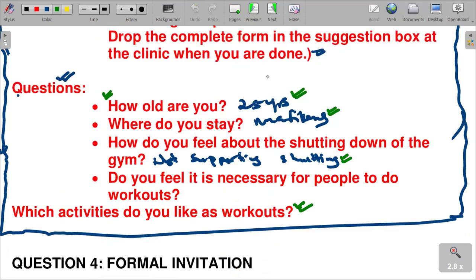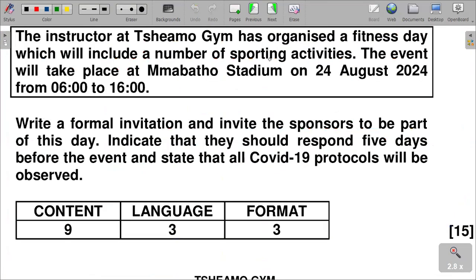And then let's talk about a formal invitation. It is question number 4, a formal invitation. The formal invitation that we are working on here is that the instructor of the Shemo Gym has organized a fitness day, which will include a number of sporting activities. The event will take place at Mumbato Stadium on 24 August 2024. Write a formal invitation and invite the sponsors.